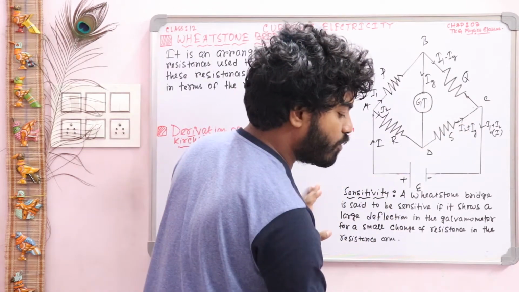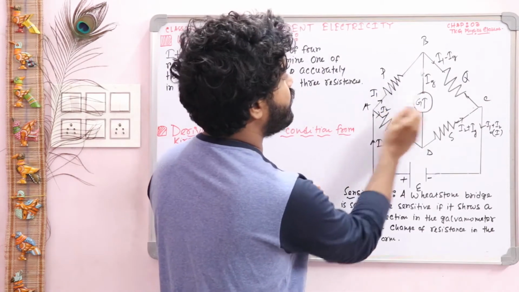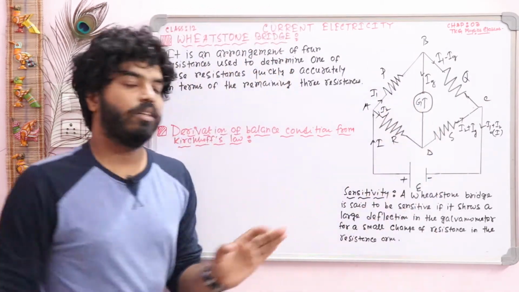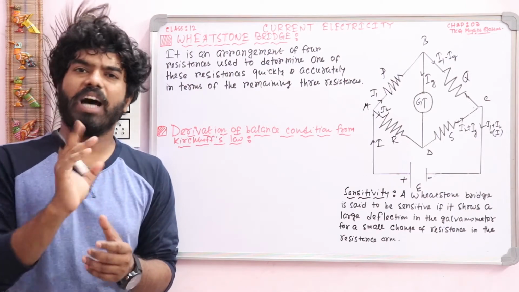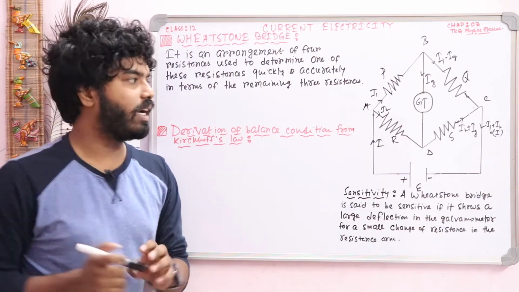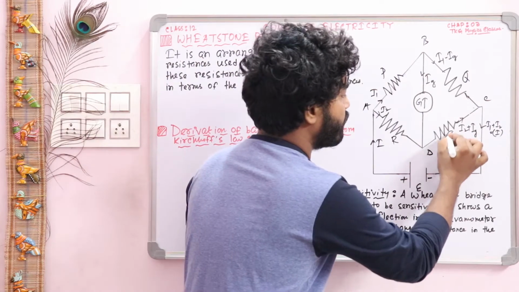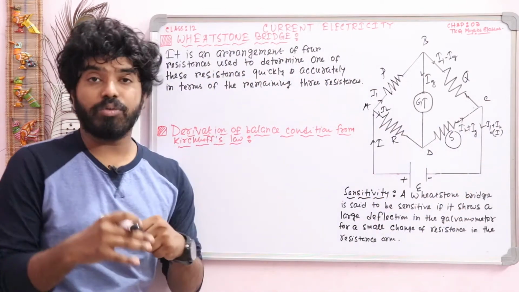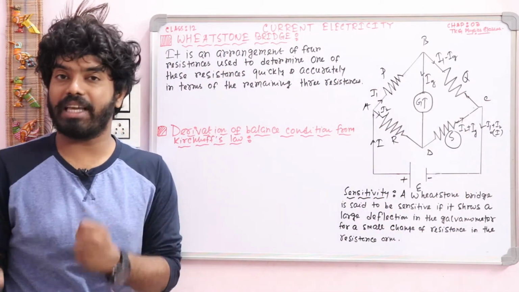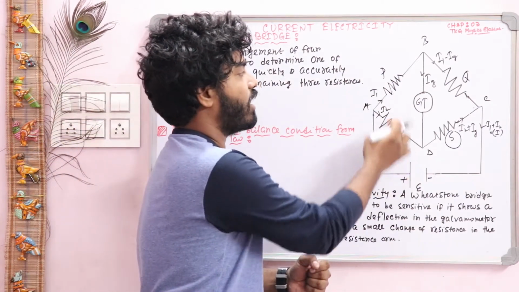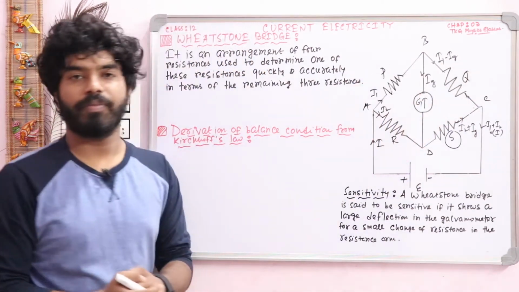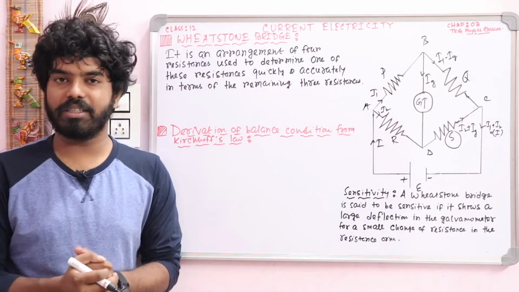So here are 4 resistances, that is P, Q, R and S, and among the 4 resistances we have to measure one unknown resistance. Suppose here our unknown resistance is named as S. So here we will measure unknown resistance S with the help of the remaining 3 resistances R, P and Q. Now question is how we can measure this.